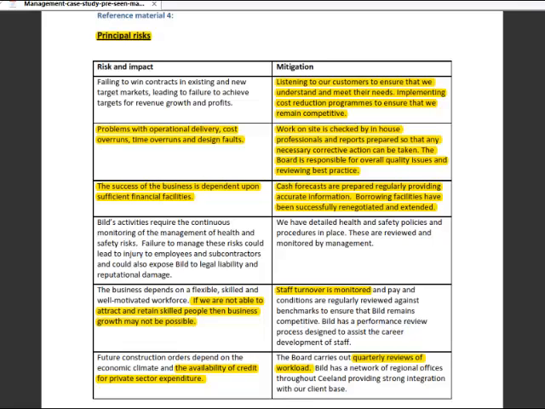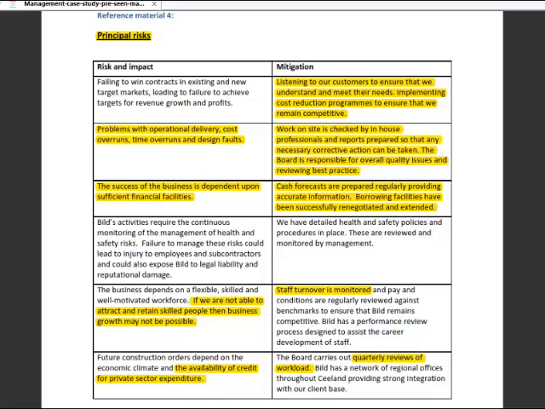The next one, the success of the business is dependent upon sufficient financial facilities. Says who? The success of the business is based upon being able to borrow money, and borrowing facilities have been successfully renegotiated and extended. Well, I would have thought the success of the business was on winning business and getting a good margin. Being able to borrow money is probably not the right sort of focus.